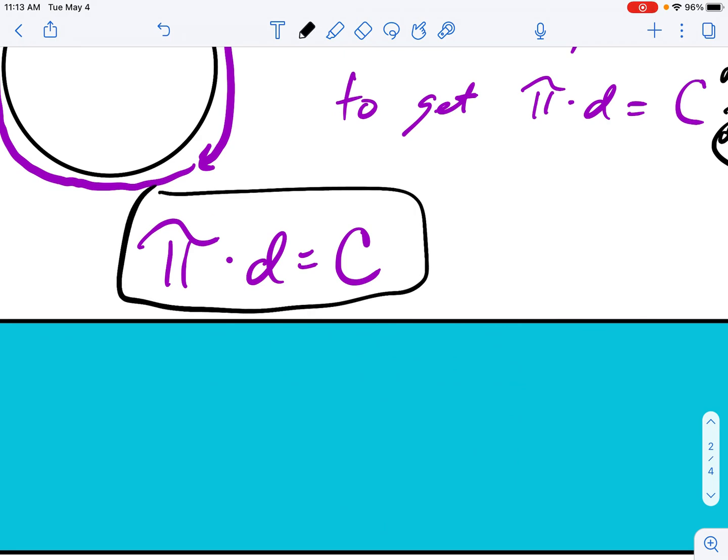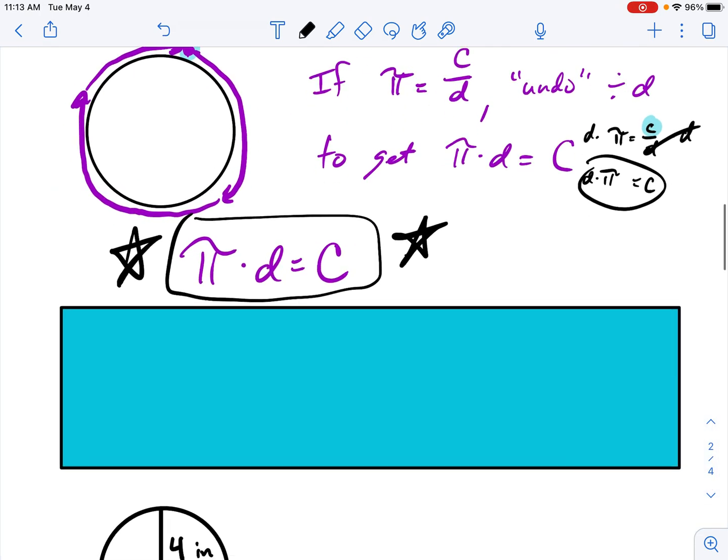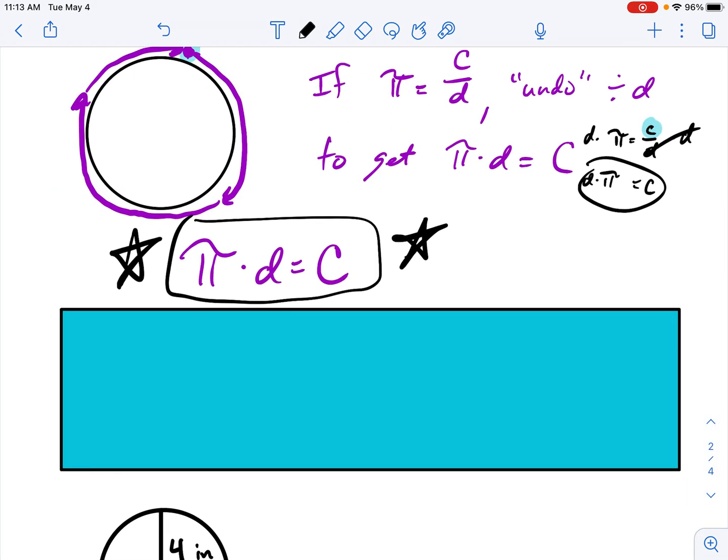This is super, super important, okay? This is how you're going to solve all of these problems, all right? Pi times diameter equals circumference.